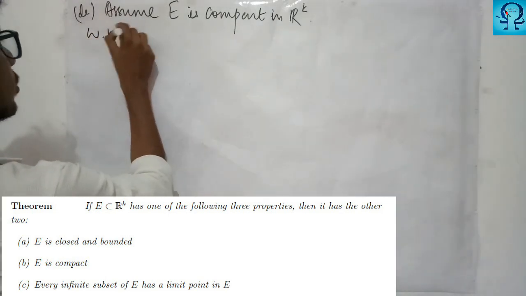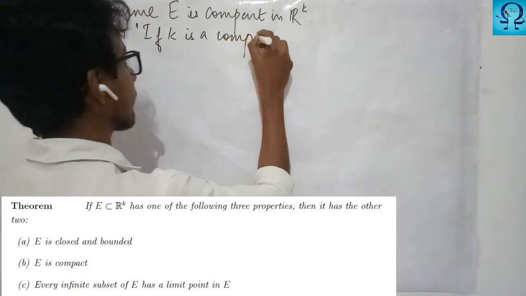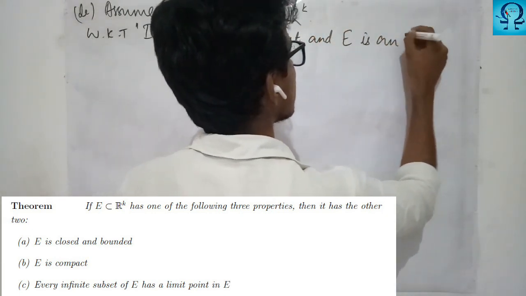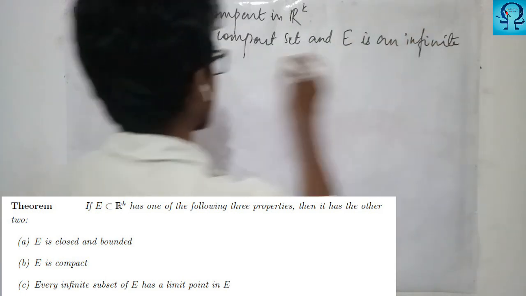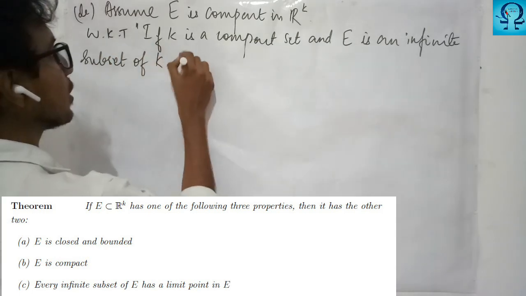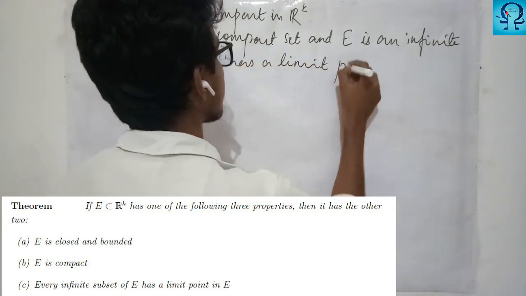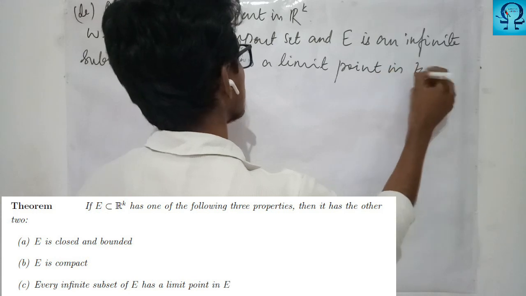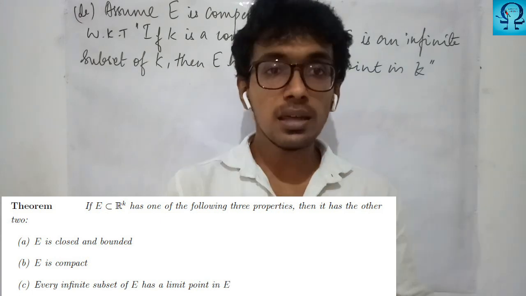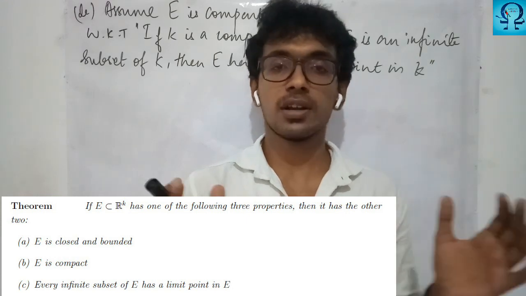That is, we know that if K is a compact set and E is an infinite subset of K, then E has a limit point in K. We have proved this result for any metric space. There we have not restricted our domain. We have not restricted our metric space.